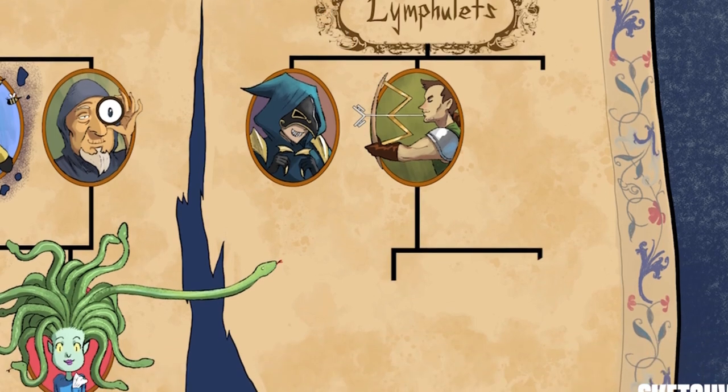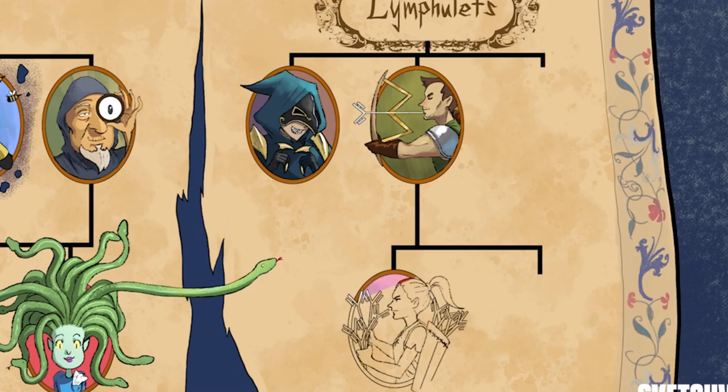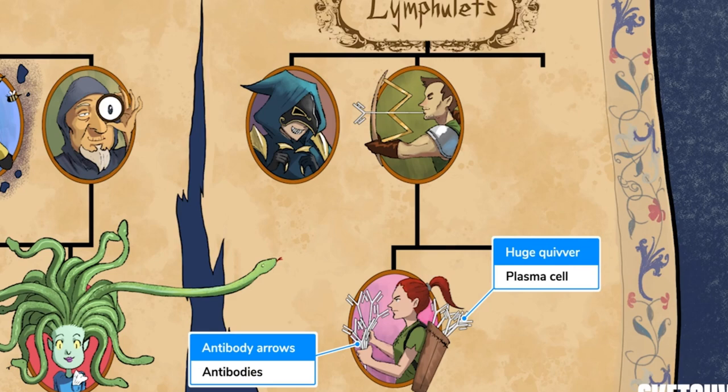For now, we'll just say that once they encounter a pathogen, they can differentiate into one of two types of cells, either plasma cells or memory B cells. And these two cells serve slightly different purposes. Plasma cells pump out large amounts of antibodies. They're like little antibody factories. And this person with a quiver holding a ton of antibody arrows represents plasma cells.